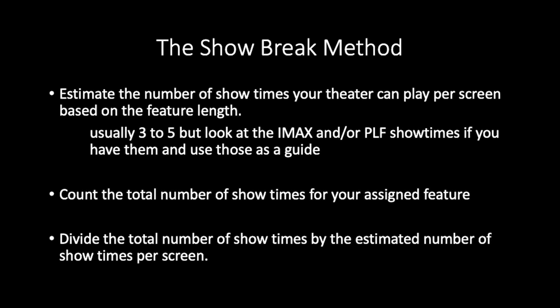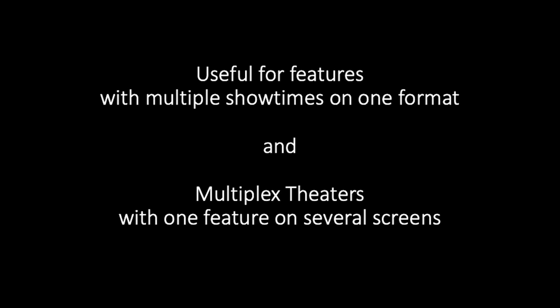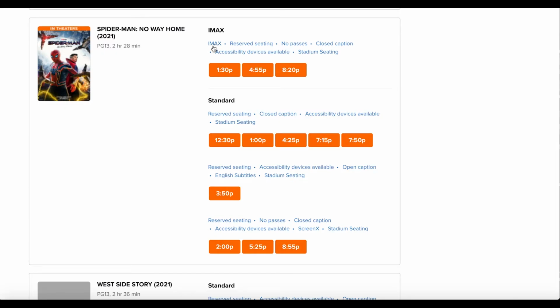A good tip is to look at the IMAX, PLF, or whatever large format screen your theater may have, and check the number of showtimes posted there. This method is particularly useful when your feature has a large number of showtimes, or you're auditing a multiplex theater where your feature may be on several screens. In our example, the IMAX has 3 show times listed. And although the average is 4, we can see here how the length of the film has affected that average.